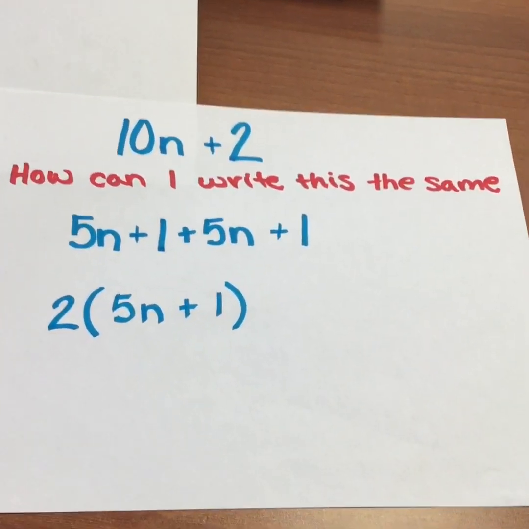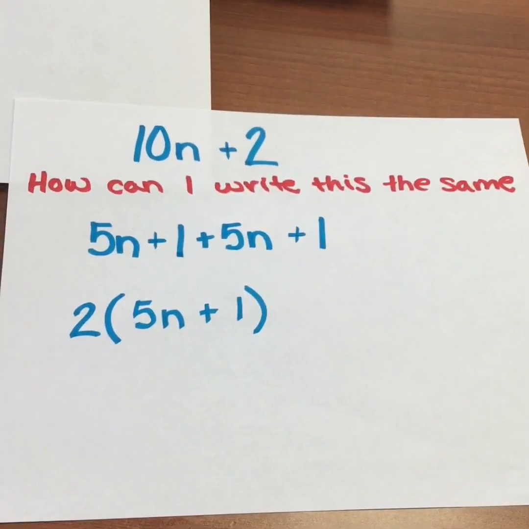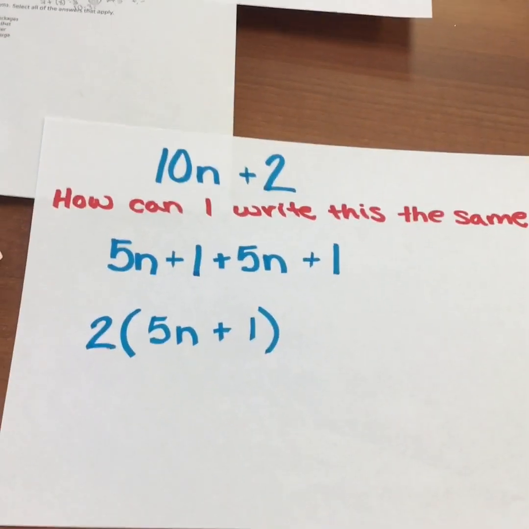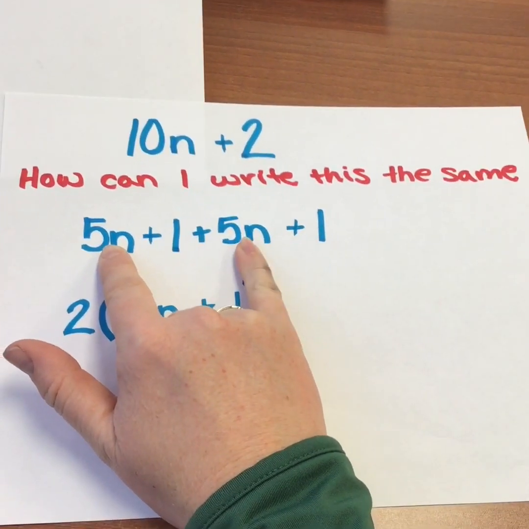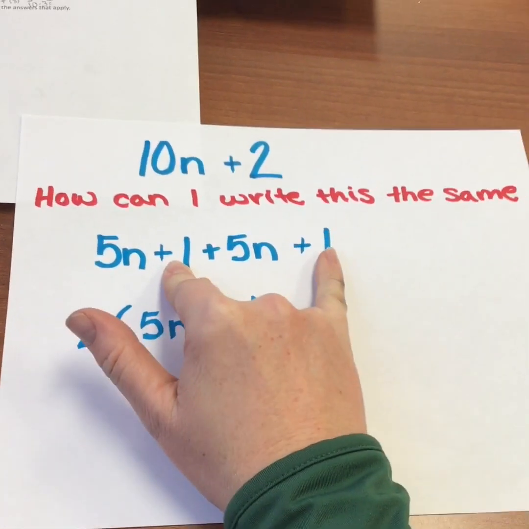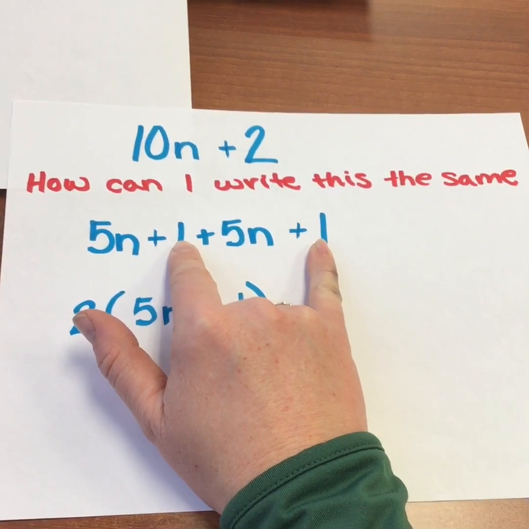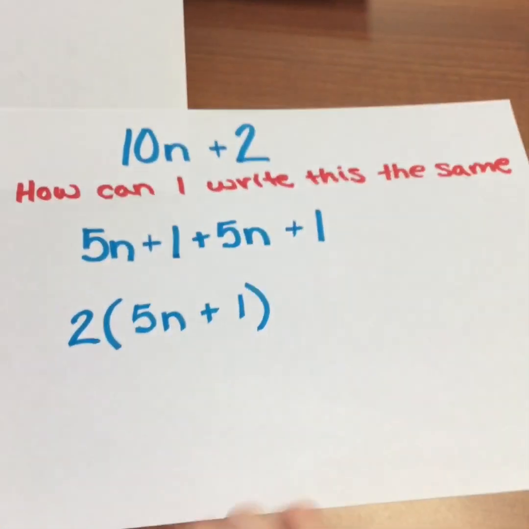When you're given an expression, you have to think about all the ways that you can write this. 5n plus 1 plus 5n plus 1 would also mean 10n plus 2, because you can combine your like terms, and 5n plus 5n is 10n. And you can combine your constants, which are also like terms, 1 plus 1 is 2. Therefore, this expression would mean the exact same thing as this top expression.